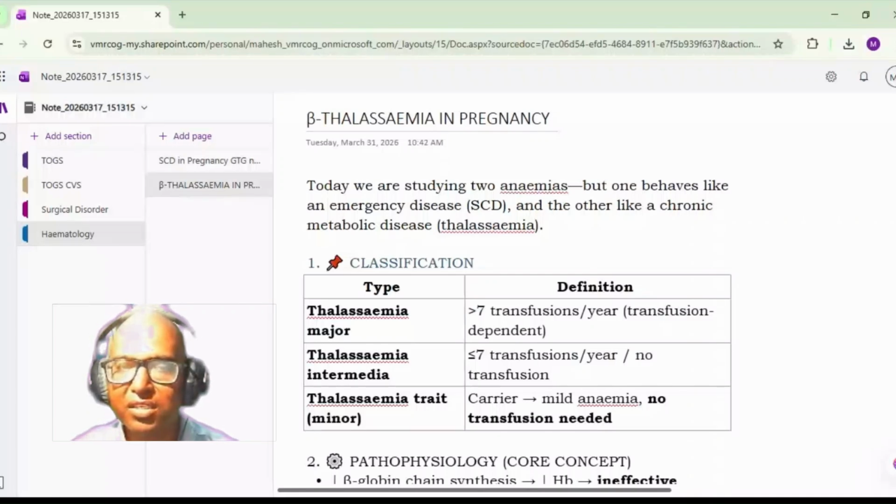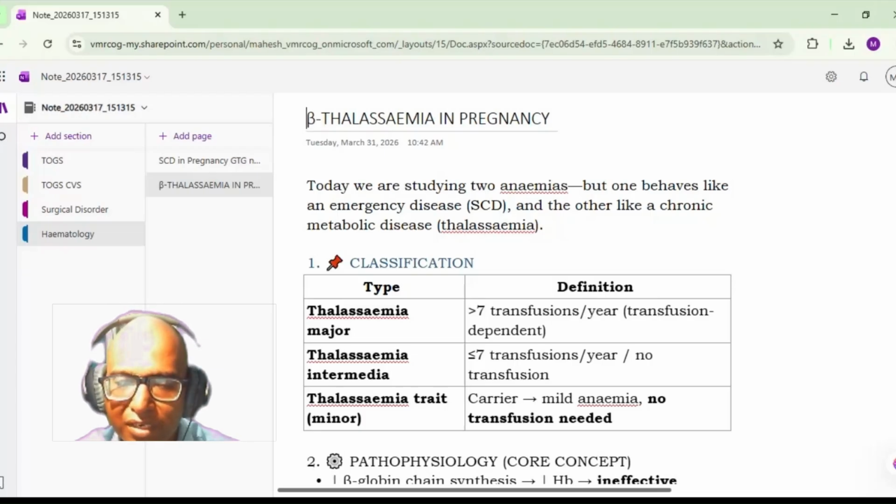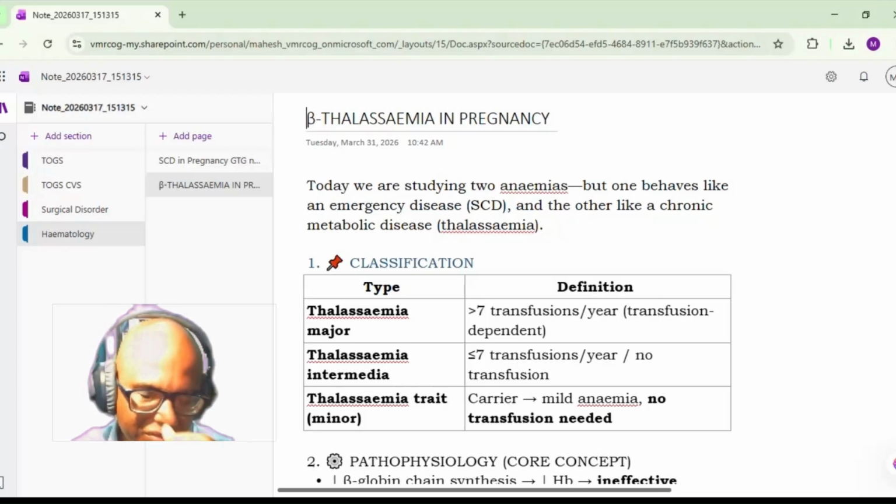So today we will discuss thalassemia in pregnancy, beta thalassemia in pregnancy. There are two anemias, or hemoglobin related disorders, which we are going to discuss. One is sickle cell disease and the second is thalassemia. Sometimes the students do get confused between the clinical features of thalassemia and the management of sickle cell disease, but we'll make it clear how these two things are different, and what is important in which condition.